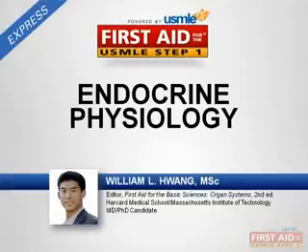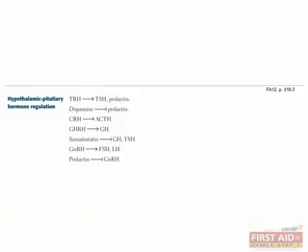Let's move on to the physiology portion of this lecture, and we'll begin by returning to the HPA concept. Some of these relationships are quite clear. CRH stimulates release of ACTH, GHRH stimulates release of GH, and GnRH stimulates release of FSH and LH. There are a few relationships that are a bit more complicated.